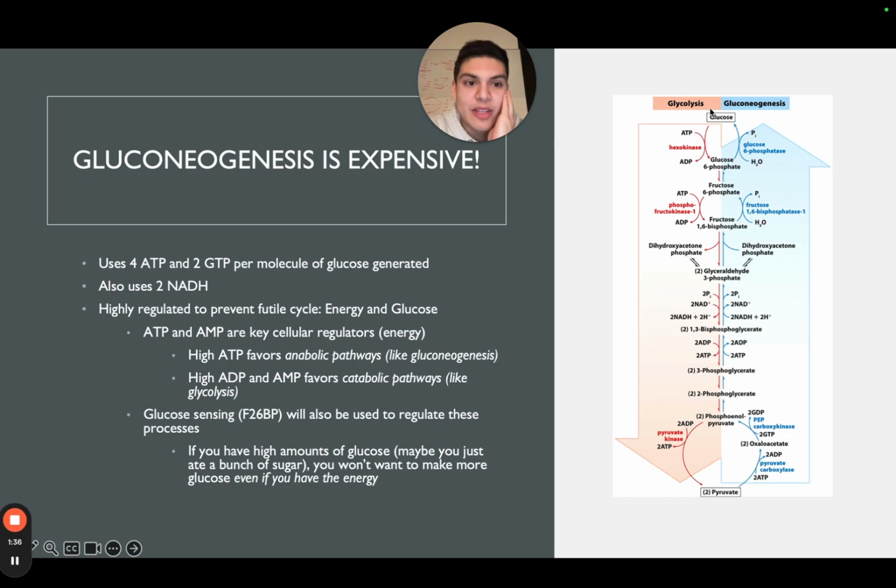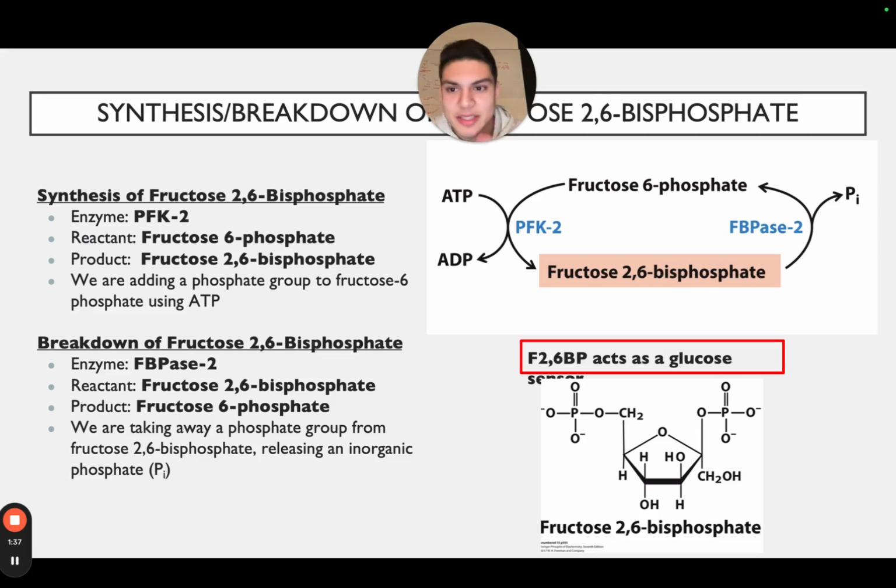If this is already a high concentration, it doesn't make sense to make more, because why? Instead, F2BP is going to be a key regulator to say, hey, gluconeogenesis, we can't do this because we want to get rid of the high glucose concentration. We're going to stimulate glycogen synthesis. That's what it's used for. So keep them separate, and we'll talk about this more in depth.